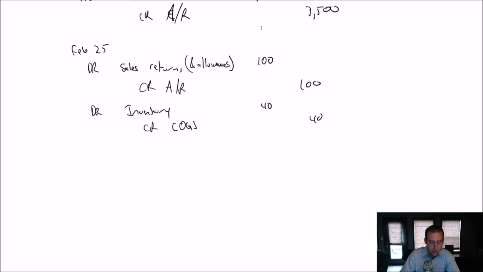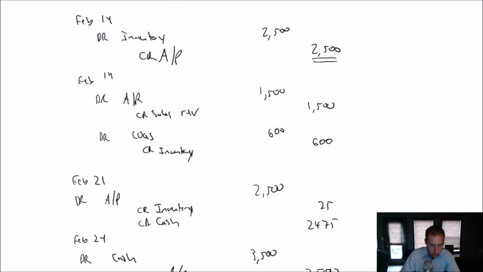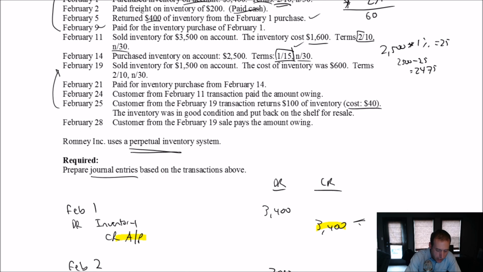Okay, last but certainly not least, let's scroll up. February 28th, the customer from February 19th pays. So the same customer we've just been talking about, their terms were 2/10, net 30 on February 19th. They did pay us within 10 days, so they are going to get a 2% discount. How much are they going to pay us? Well, $1,500, but they returned $100 worth of stuff, and we said that was legitimate. So it's $1,400 that they owe us, and we have to assume they're going to take their 2% discount, which amounts to a $28 discount.